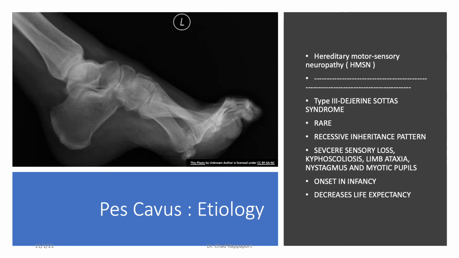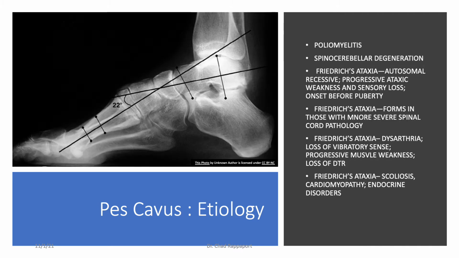The third type of hereditary motor sensory neuropathy that can result in a cavus foot deformity is Dejerine-Sottas syndrome, which is quite rare and has a recessive inheritance pattern. Specific to it are severe sensory loss, kyphoscoliosis, limb ataxia, nystagmus, and myotic pupils. The onset is typically in infancy, and this is thankfully the sole type that can actually decrease life expectancy. So that's hereditary motor sensory neuropathy.